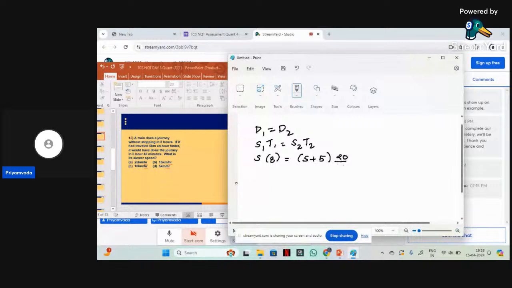The answer is the first option. I'm explaining it to you again. So d1 equals d2 because the distance traveled by the train is constant. We can write distance as speed into time. So s1 into t1 equals s2 into t2. We don't know the value of s in the first case, so we take it as s, and the time is given. If the speed is increased by 5, then s plus 5 into 6 2 by 3, which means 20 by 3. So we write it this way and we get the s value as 25. I hope everyone understood this.